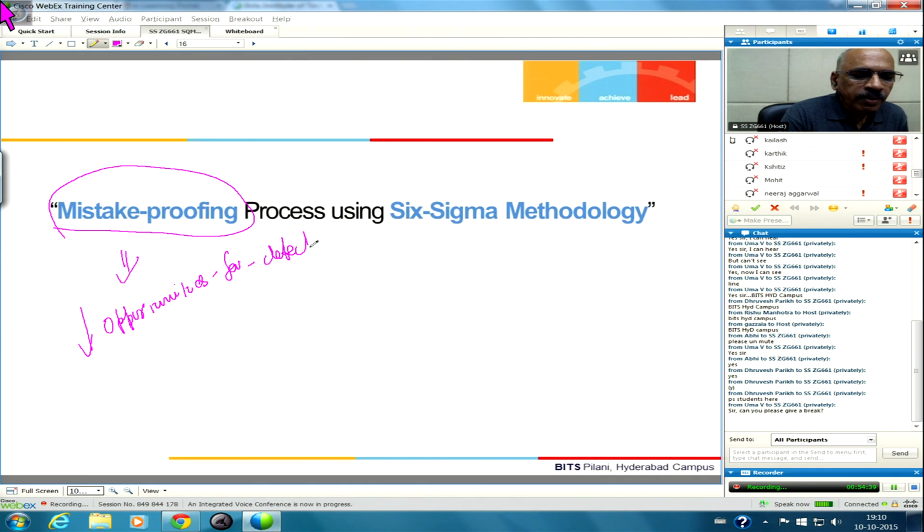So naturally, when you reduce opportunities for defects by employing a technology, or cutting down a long chain of activities, you are contributing to a lesser number of defects. So when you reduce opportunities for defects, then the net number of defects automatically comes down. So mistake proofing by redesign, re-engineer, or innovate a new process.